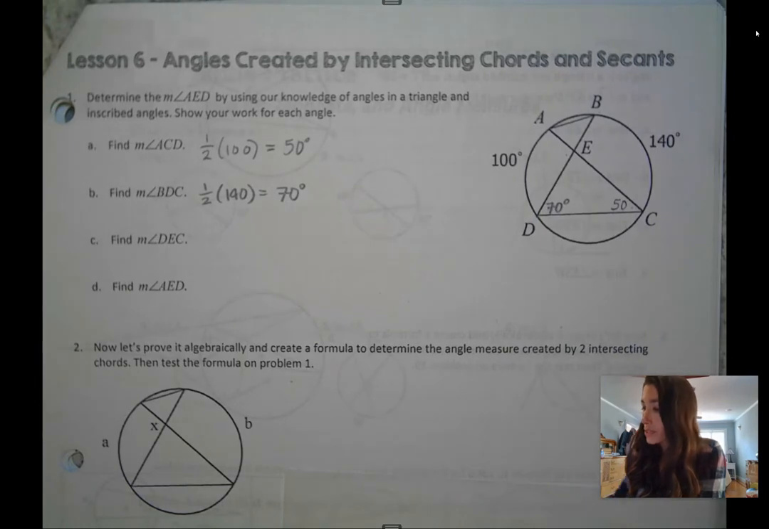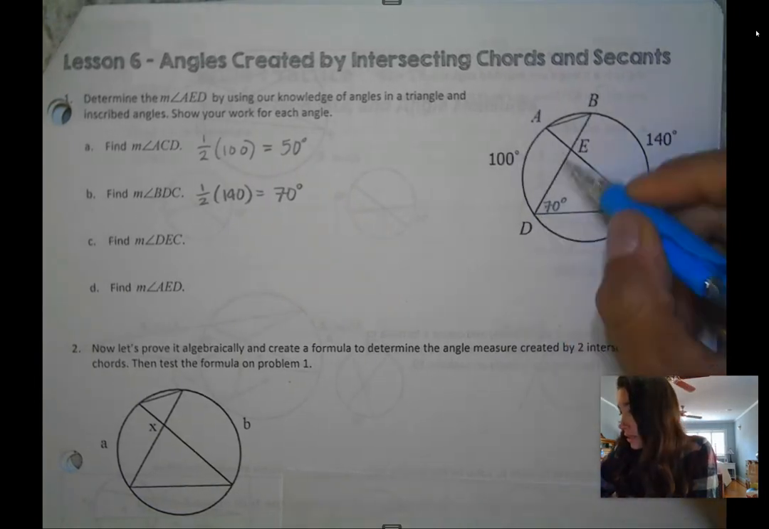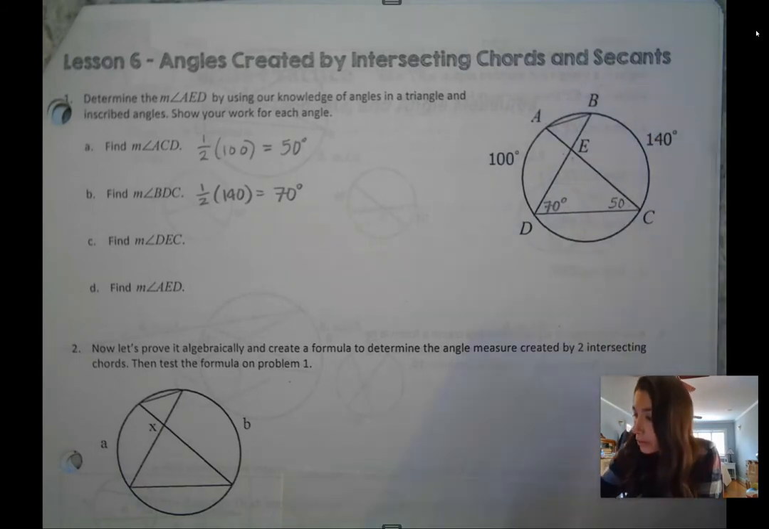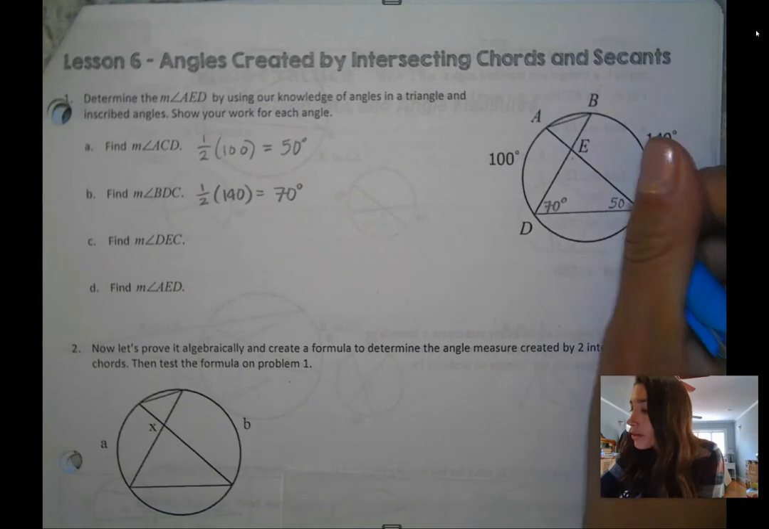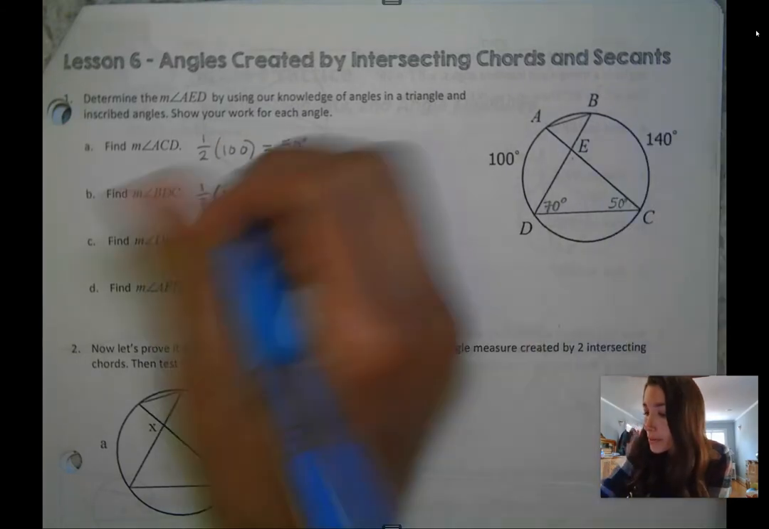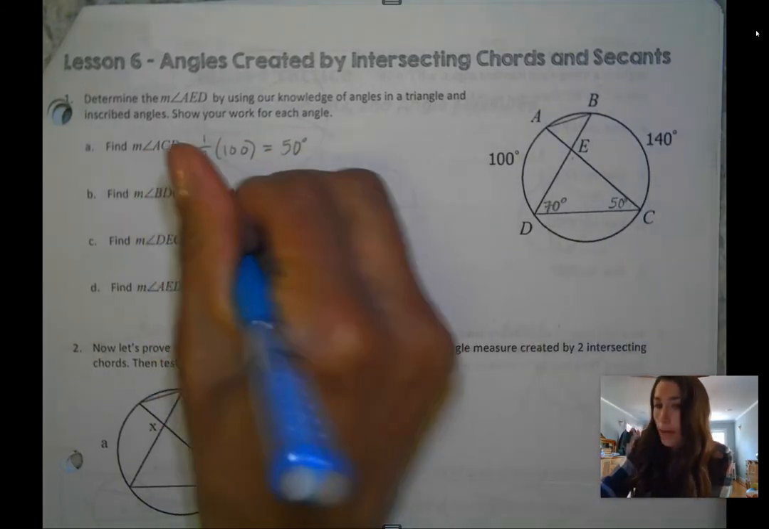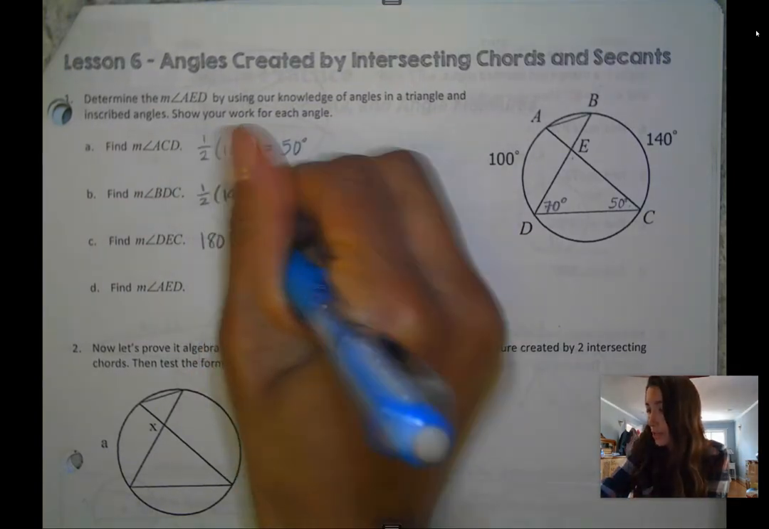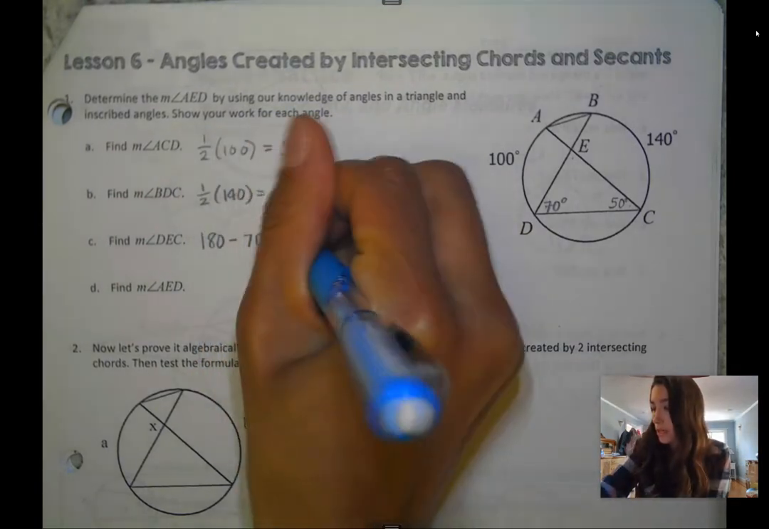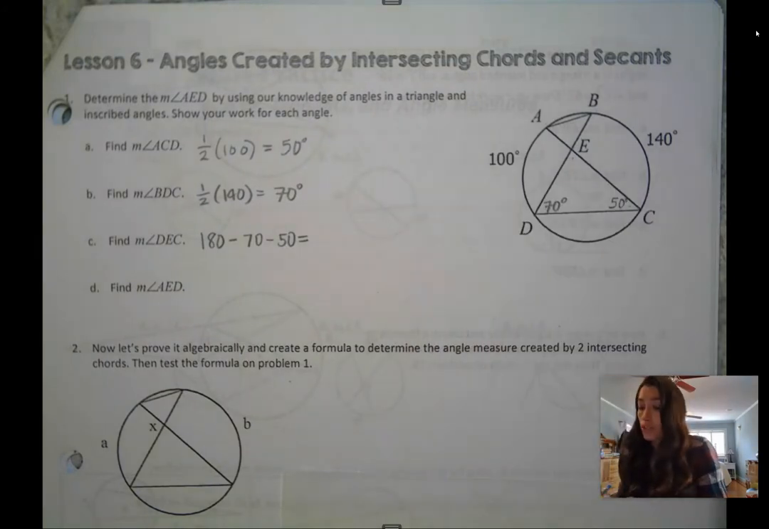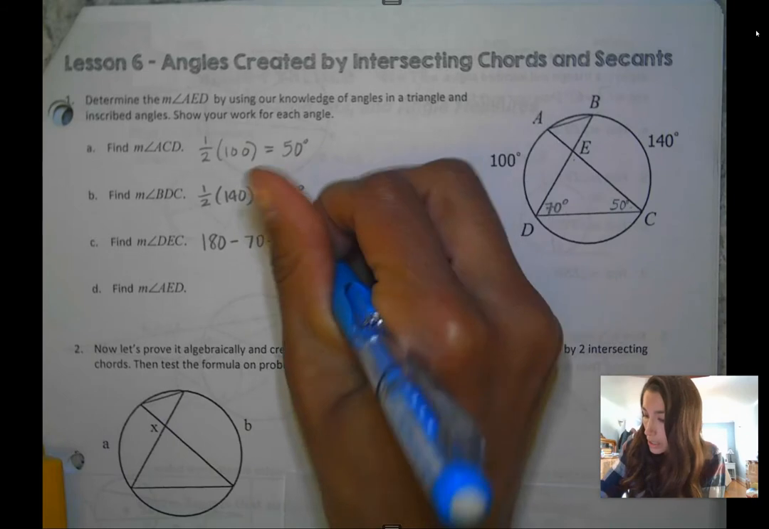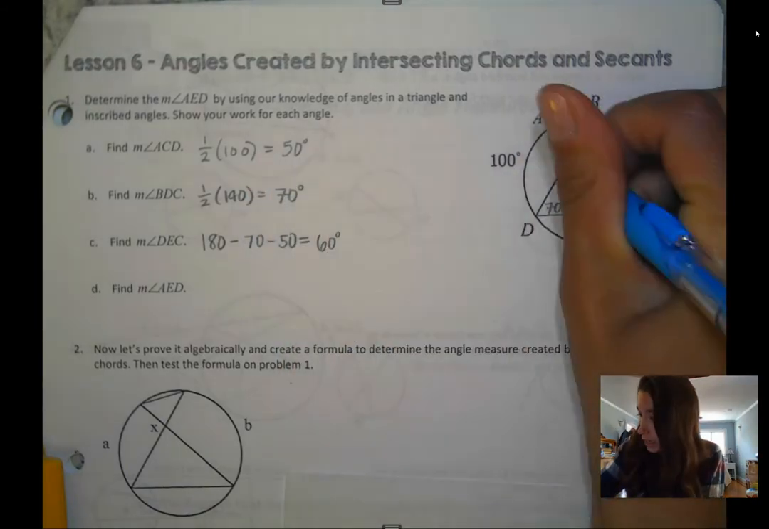Then we are looking for DEC. Here's DEC. That's this angle here. We know that a triangle has 180 degrees. So I would take 180 and subtract the two other angles here. So let's subtract 70. Let's subtract 50. So really we're just subtracting 180 minus 120. So we should be left with 60 degrees. So we'll place that here.